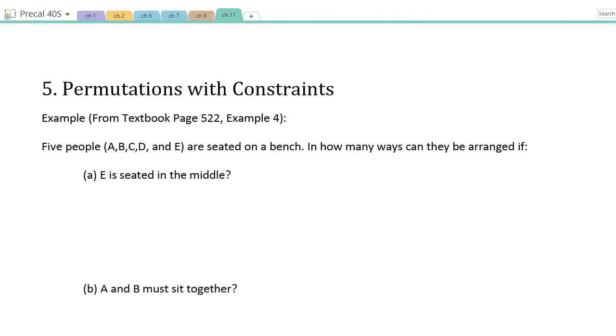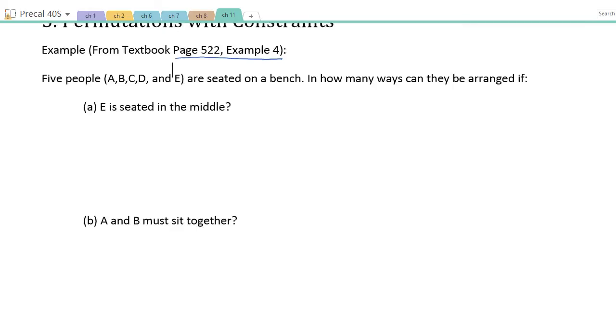Okay, now permutations with constraints. And if you want to, you can take a look, and the textbook has the same example on page 522, example number 4, and they do a bit more extended of an explanation. So here we have 5 people seated on a bench. In how many different ways can they be arranged?